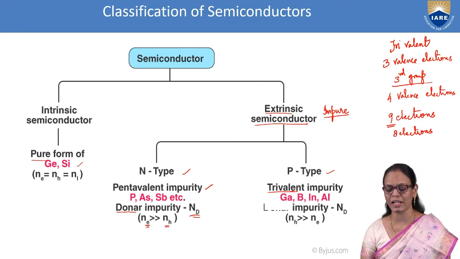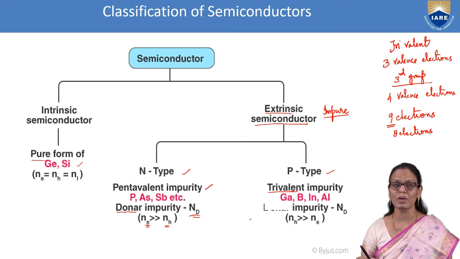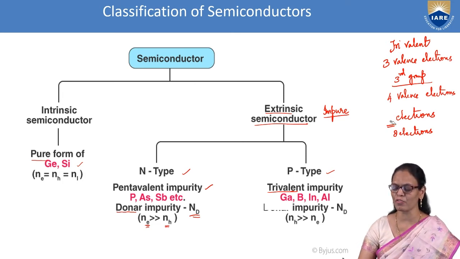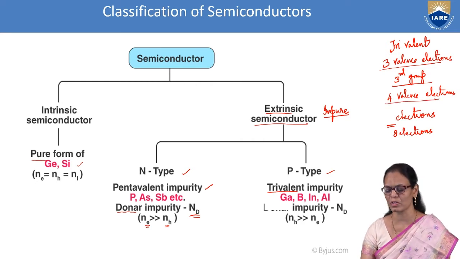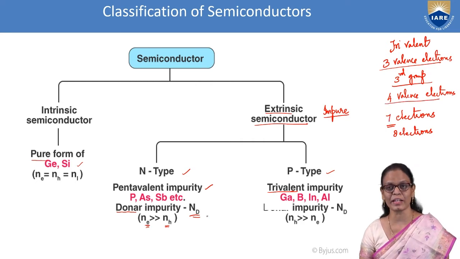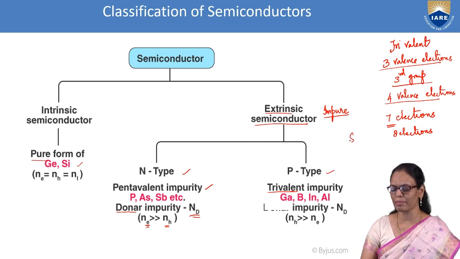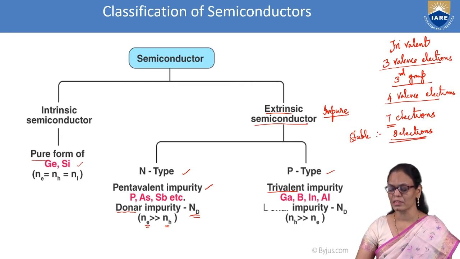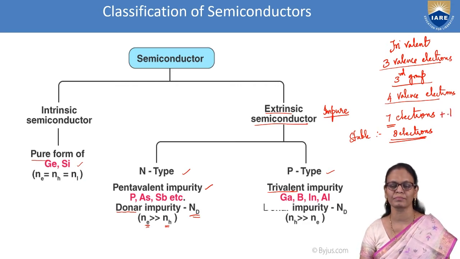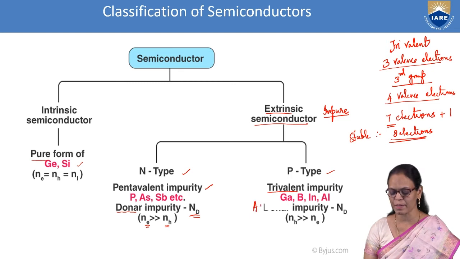And we add a trivalent impurity to a semiconductor which has 4 valence electrons. Now, what is the total number of electrons? From the trivalent impurity, we get 3, and the semiconductor has 4 valence electrons. So, in total there are 7 electrons, and for stable configuration, we need 8 electrons. So, what does this mean? This is always ready to accept 1 electron. So, we call it an acceptor impurity.